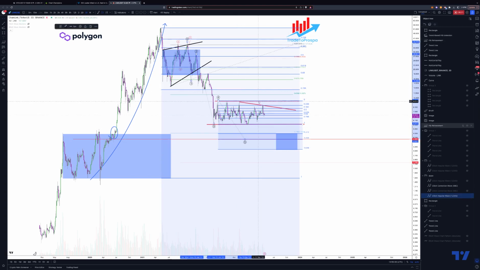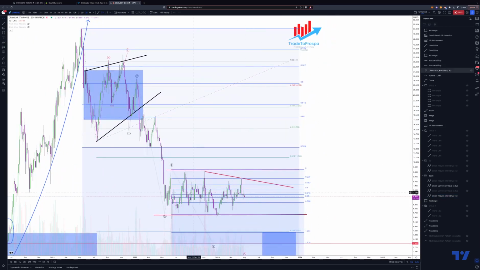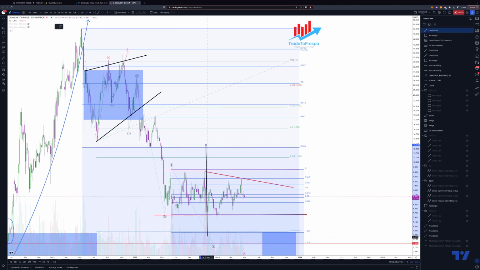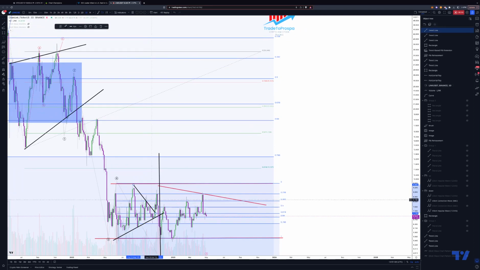Now the question is, we're in this range, and there are 2 segments to this, broken in half. One segment pretty much did its job, so we can say that's half of it. And you can do an analysis here. It's a rising pattern, and realistically we had that move there, and that's all it was.